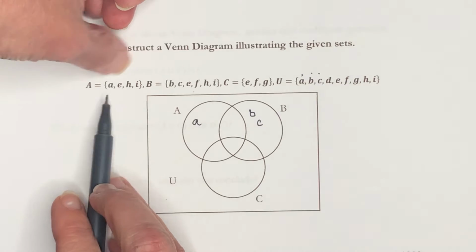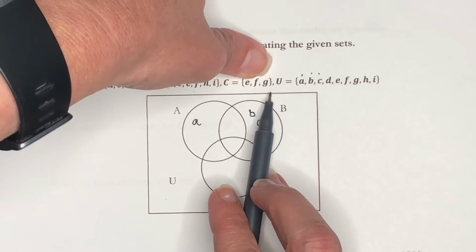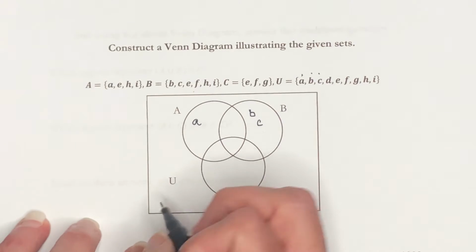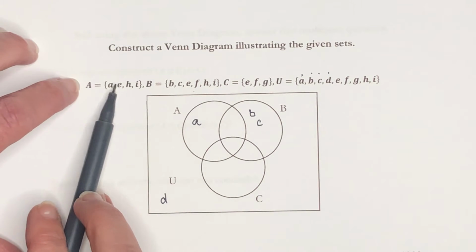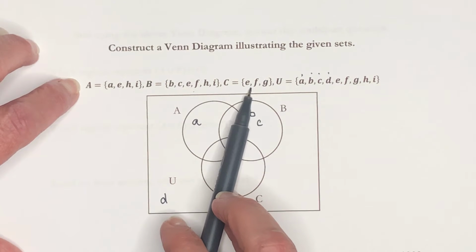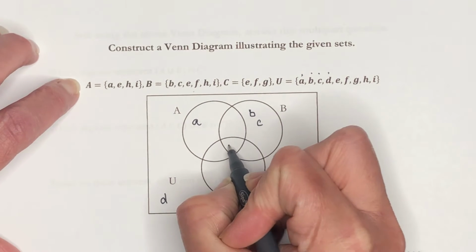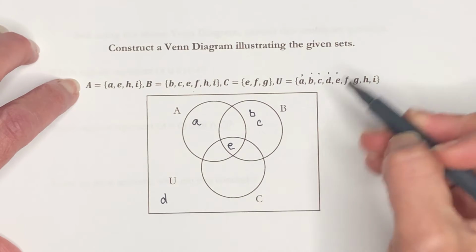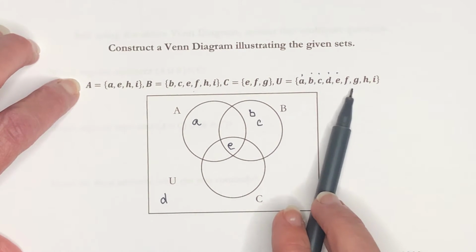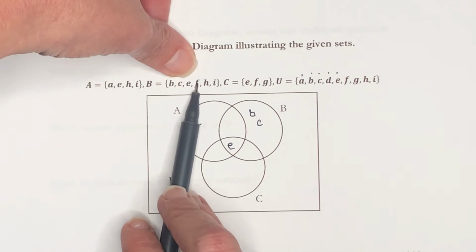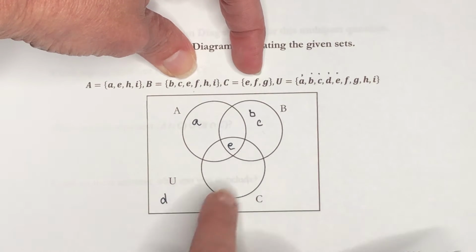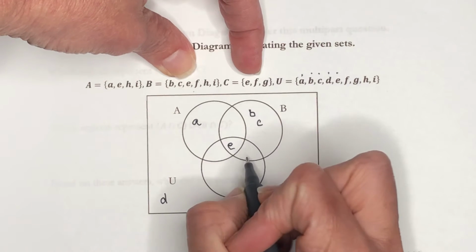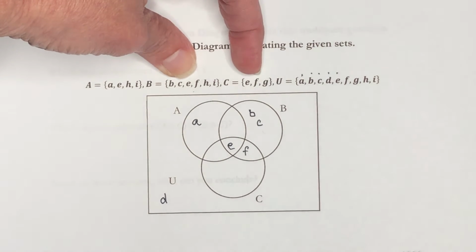D, not in A, not in B, not in C, therefore it's only in the universe. So our D is out here, not in any circle, but inside the rectangle. E is in A, B, and C. So it's in all three of them. That means it needs to go right in here in that overlap. F, not A, yes B, yes C. So I want to put the F where B and C overlap, but not A. So that means it's going to be in this region right there.